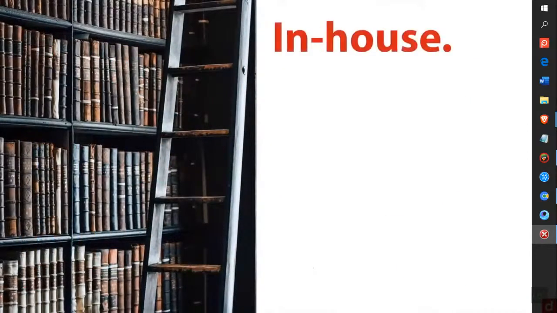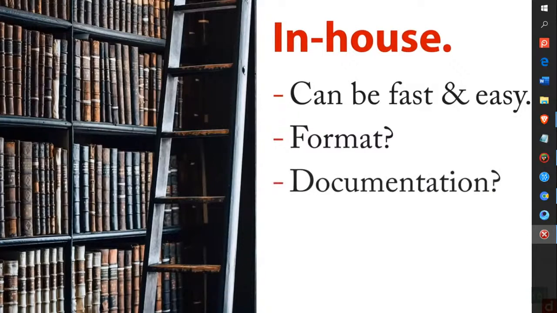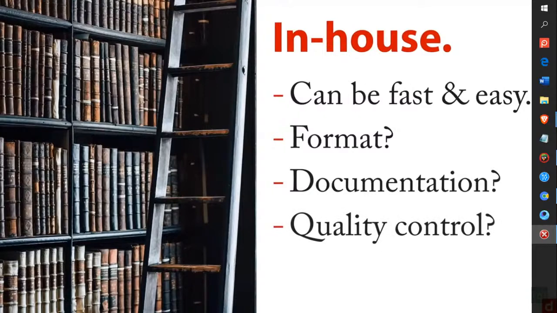So in-house data, that's stuff that's already in your organization. What's nice about that is it can be really fast and easy. It's right there. And the format may be appropriate for the kind of software and the computer that you're using. If you're fortunate, there's good documentation, although sometimes when it's in-house, people just kind of throw it together. So you have to watch out for that. And there's the issue of quality control. Now, this is true with any kind of data, but you need to pay attention with in-house because you don't necessarily know the circumstances under which people gathered the data and how much attention they were paying to something.